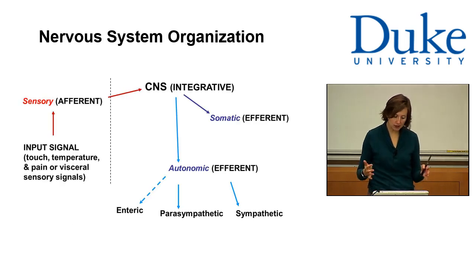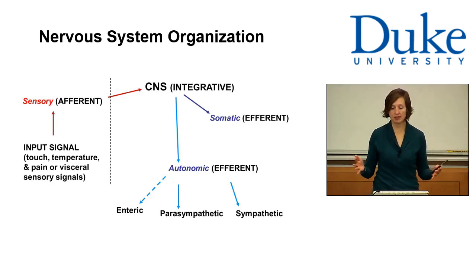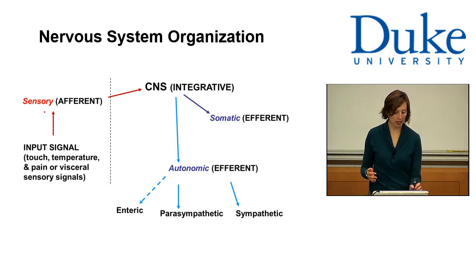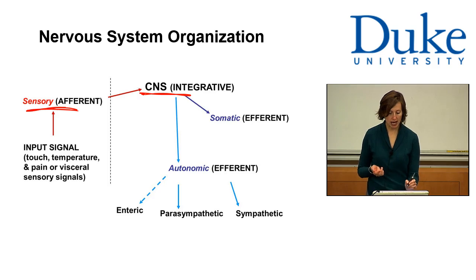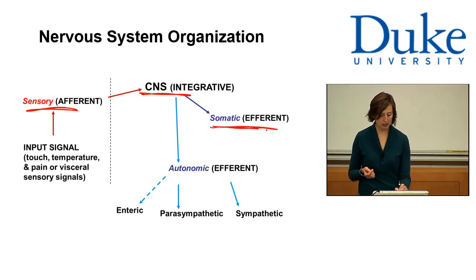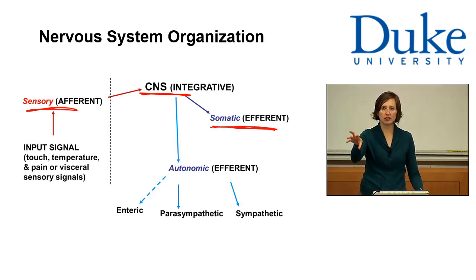So you've seen this figure before. Just to place this in the context of the larger nervous system, where we're going to have sensory information coming in through afferent pathways. That's what we've talked about most recently. The CNS is going to integrate, and then we're going to be talking about the somatic nervous system, which is the part of the efferent nervous system that controls skeletal muscle.